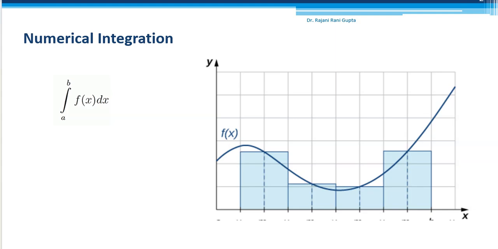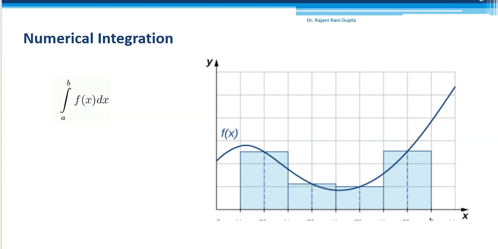So, given the integral from a to b of f(x) dx, when we are solving it by numerical integration, we use different techniques. Maybe it's the trapezoidal rule, Simpson's rule. In Simpson's, we have the one-third rule or the three-eighth rule, and many more.